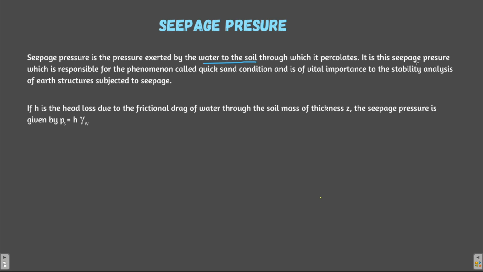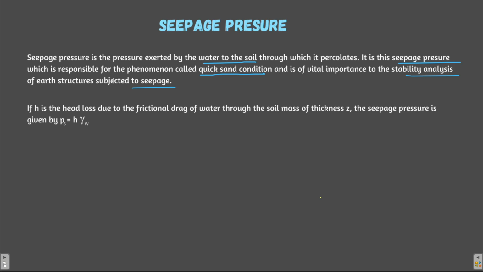It is this seepage pressure which is responsible for the phenomenon called quicksand condition, and it is of vital importance to the stability analysis of earth structures subjected to seepage. So it is a very important concept. Whenever water flows in the soil, it either increases the stability of the soil or decreases the stability of the soil. So it is very important to understand what is seepage pressure for the stability analysis.